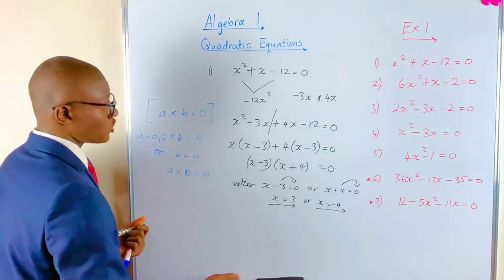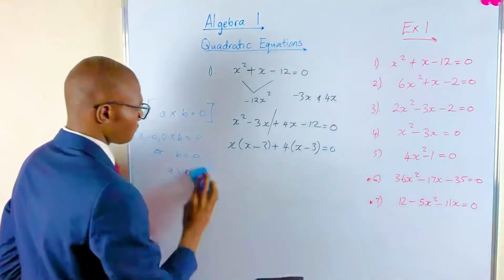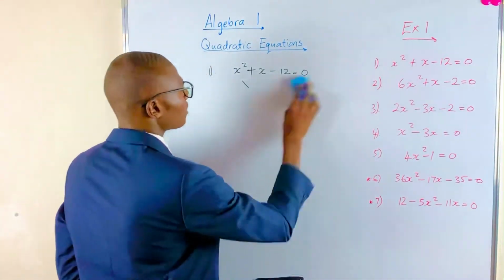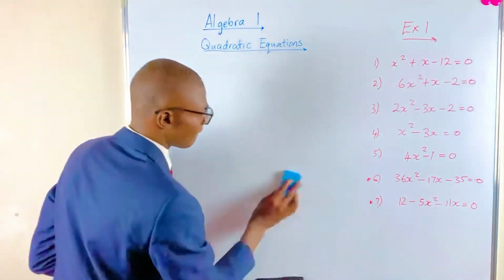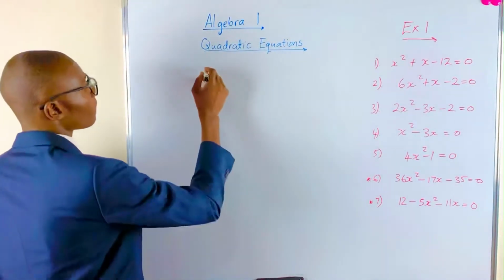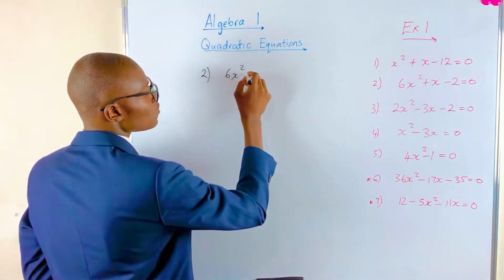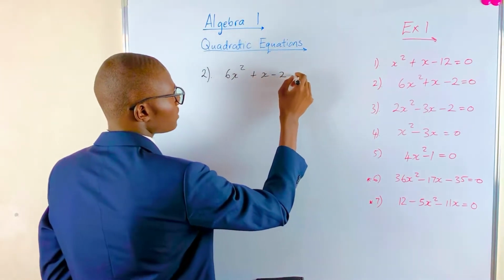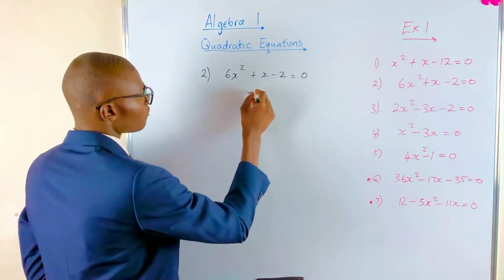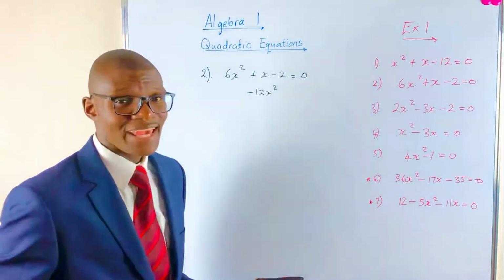Now let's look at number 2. Allow me to erase this. Okay, so now for number 2, we want to solve for x. We've got 6x squared plus x minus 2 is equal to 0. So multiplying the first and the last terms, we get a minus 12x squared, which means the factors that we want are 4x and minus 3x.